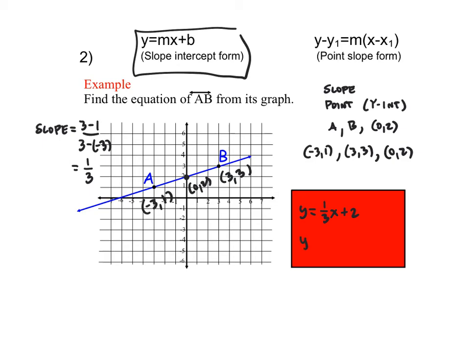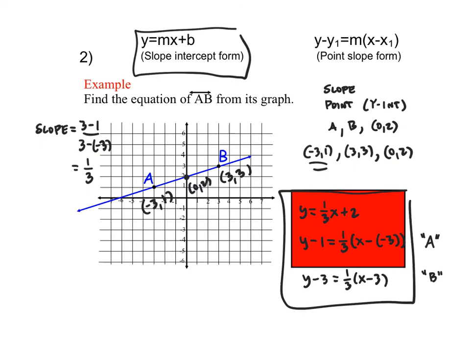If I chose to use point-slope, let's say I used A, that would be y minus 1, which is the y value, equals the slope, 1/3, times x minus the x value, which would be -3. So that's utilizing point A. Utilizing point B, I would use the point (3, 3), which would be y minus 3 is equal to 1/3 times x minus 3. And thus all three of these answers would be the same line in three different forms.